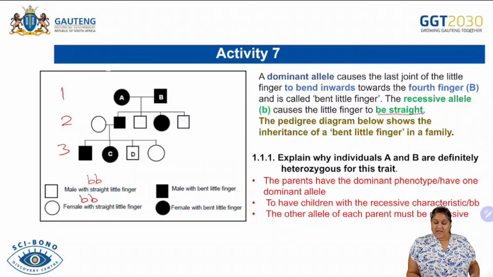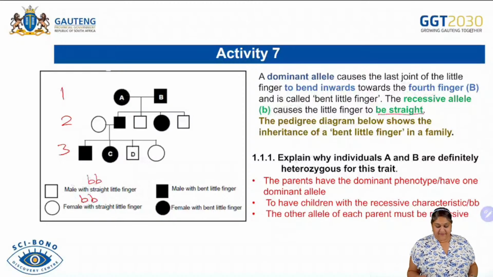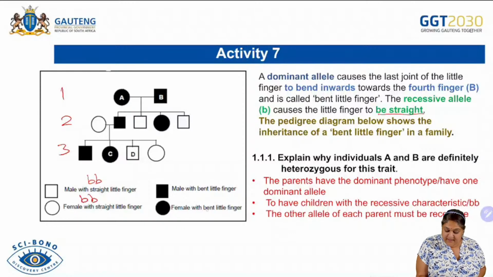Okay. So now they're saying that we have parents A and B. They are definitely heterozygous for this trait. How do we know this? Because the parents have the dominant phenotype. They've got the dominant allele. So they've got the bent little finger. So they definitely have a capital B.